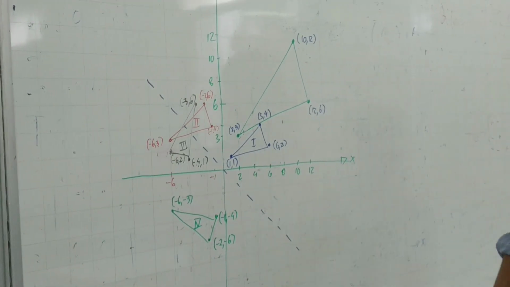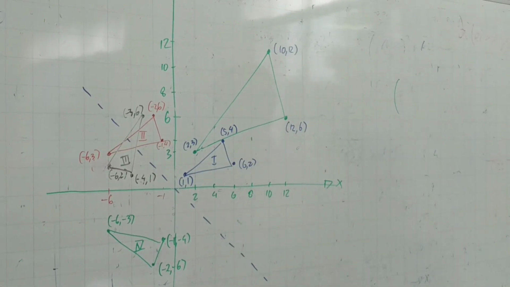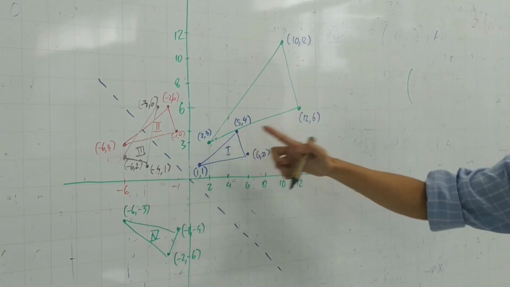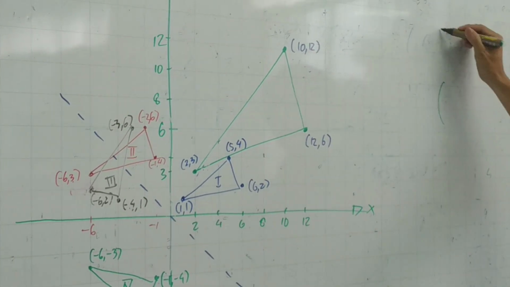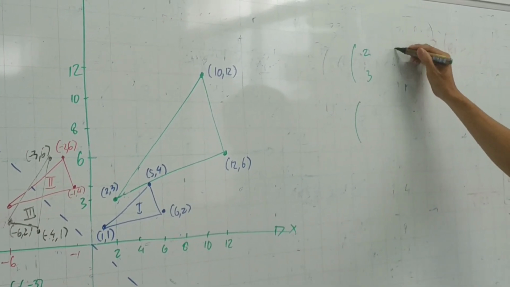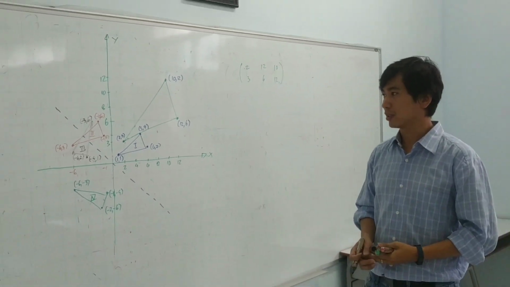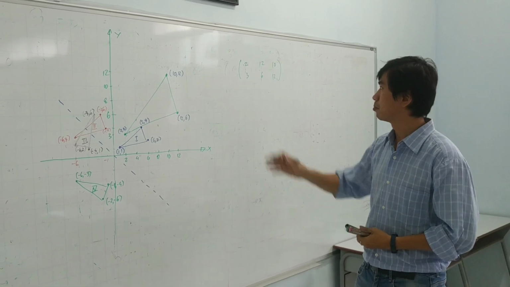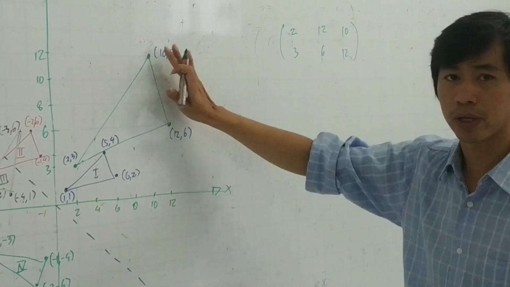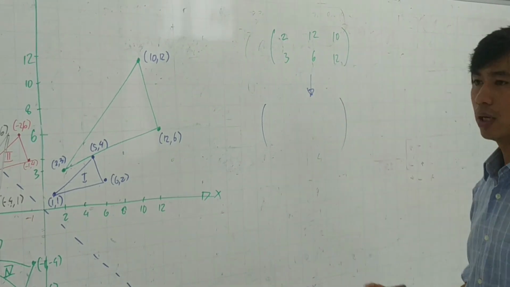So at the end of this transformation, what will it be? If you have A, B, and C as 2, 3, 12, 6, 10, 12, let me write it again: 2, 3, 12, 6, 10, 12. To conclude everything that we have just done graphically, these points will go through those transformations and lead to the new points.